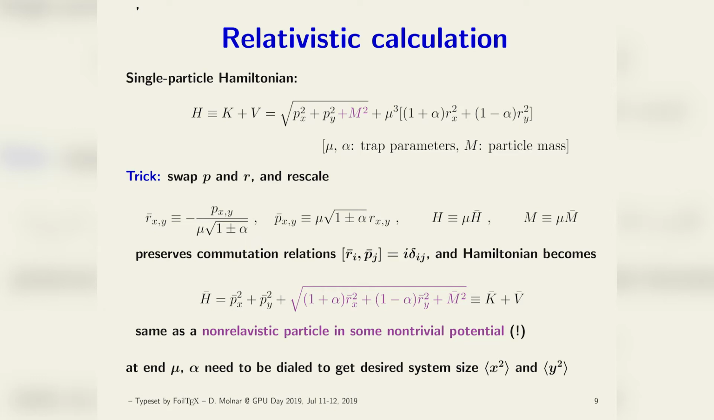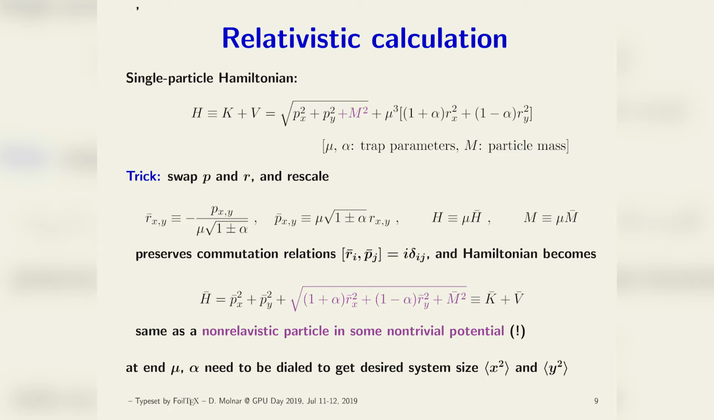You can read these, so-called canonical transformation. This problem is equivalent to this one. This is a non-relativistic particle in a funny square root potential. This is now finally doable on a computer as solving the Schrödinger equation.